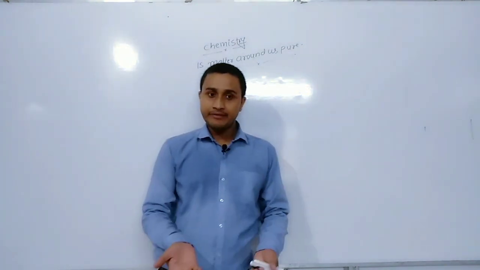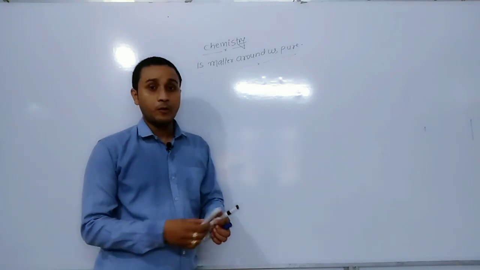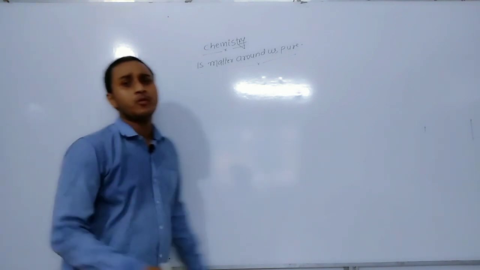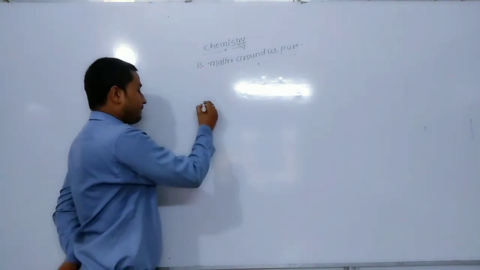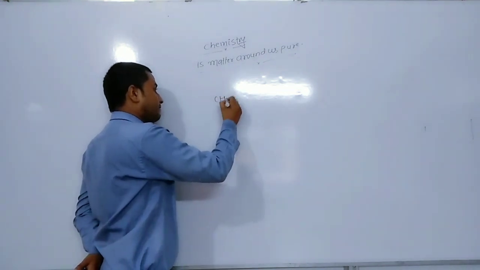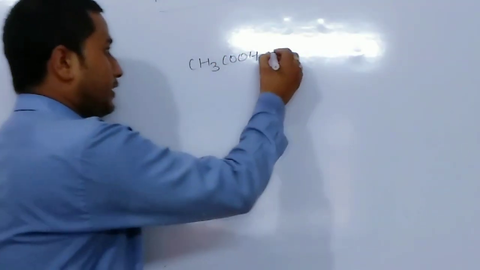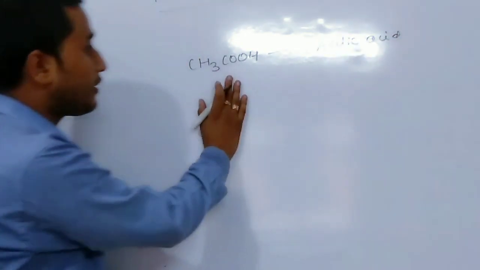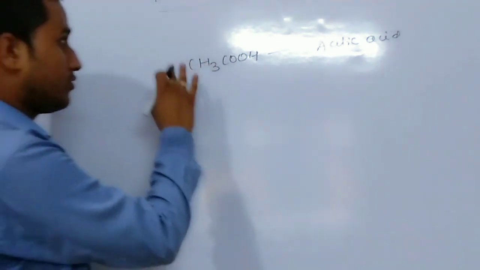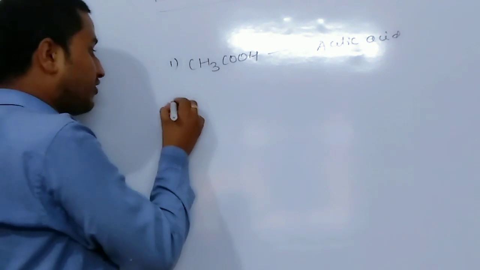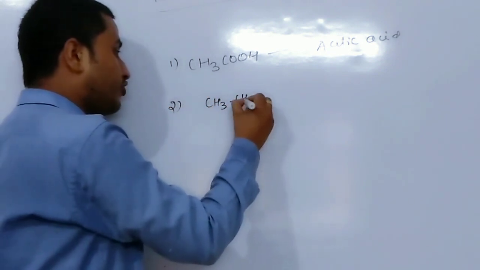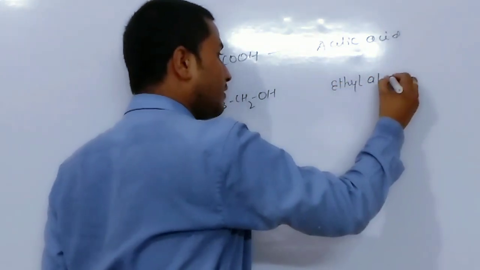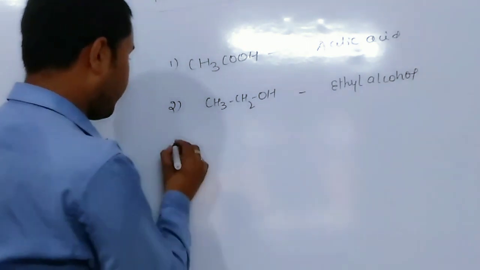So I have already explained the term what? Compound. Okay. So in this connection, I would like to give some more examples. See, this is CH3COOH. It is acetic acid. This is also an organic compound because it is a derivative of what? Hydrocarbons. Write down examples. This is CH3CH2OH. This is ethyl alcohol. Again, it is an organic compound because it is a derivative of hydrocarbons.